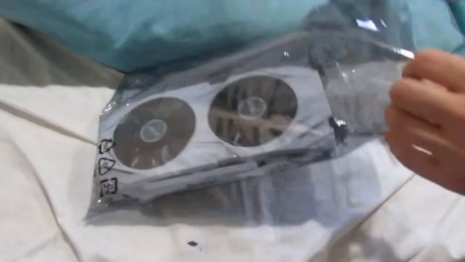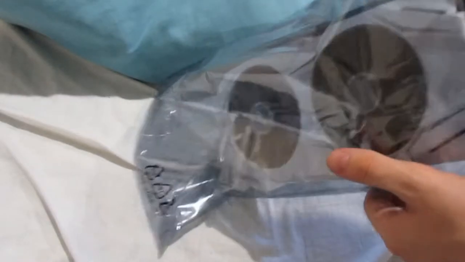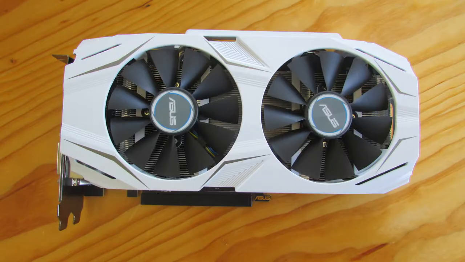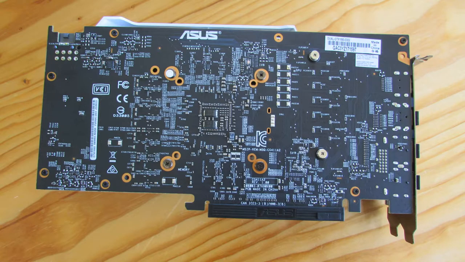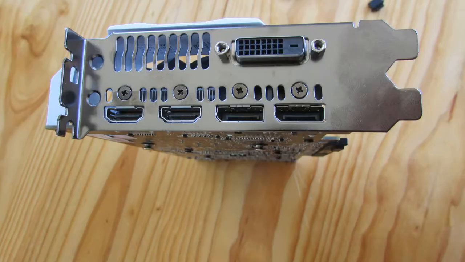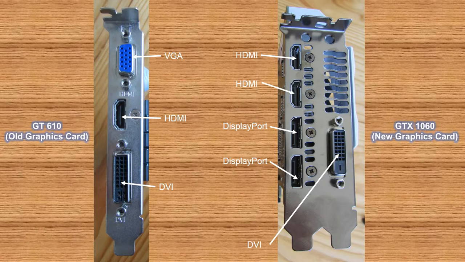Let's take the graphics card out of the anti-static bag. Here is the front of the graphics card. Here is the back of the graphics card. Here is the I/O plate. Let's compare the I/O with the old graphics card.